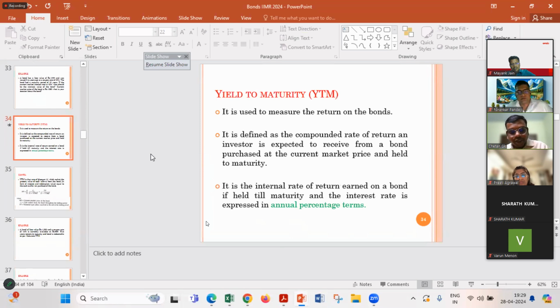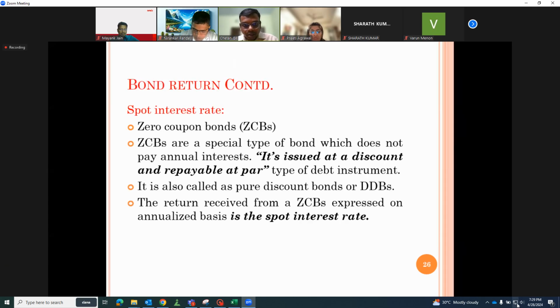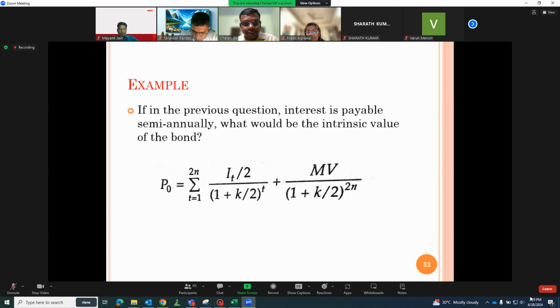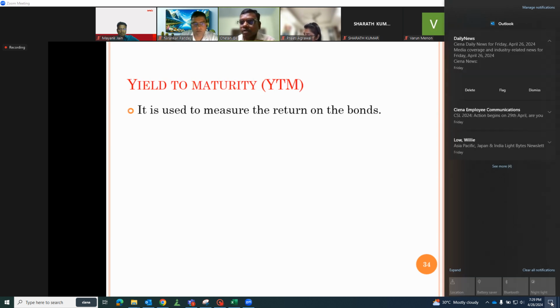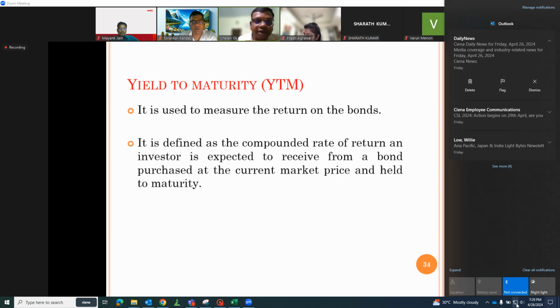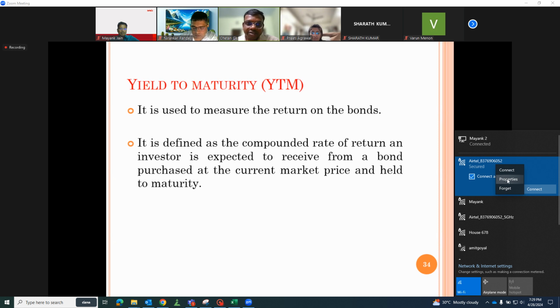So yield to maturity is, in short, called yield. Let us see what it is. It is used to measure the returns of the bond. It is defined as the compounded rate of return an investor is expected to receive from a bond purchased at the current market price and held till maturity.